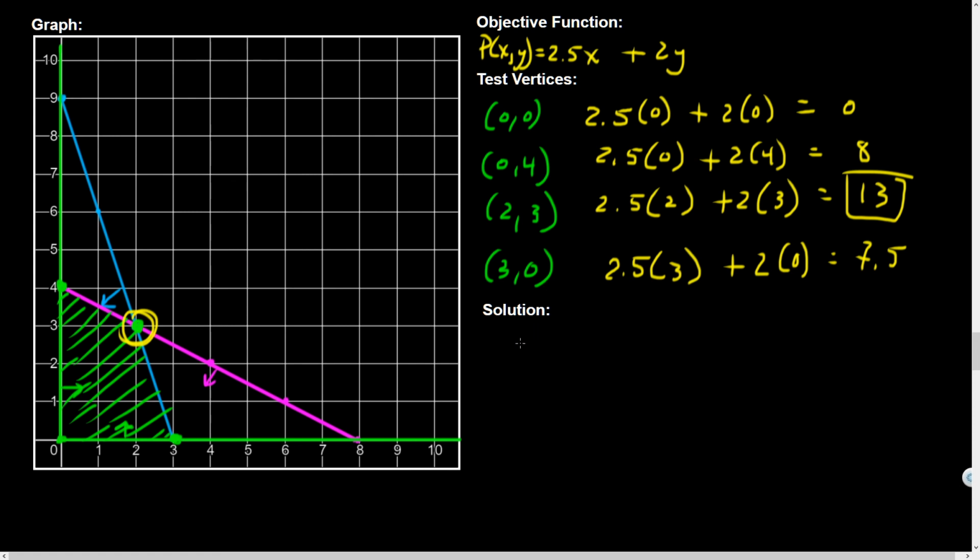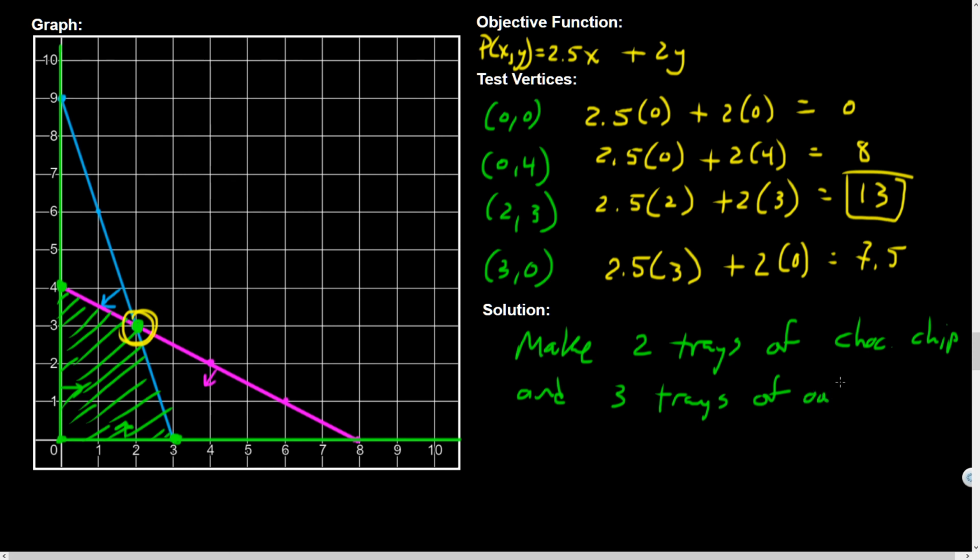So, optimal combination. Make 2 trays of chocolate chip and 3 trays of oatmeal raisin. And hopefully, the number of hours that it takes you to make that is worth the profit to you, right? That's another thing to consider, right?